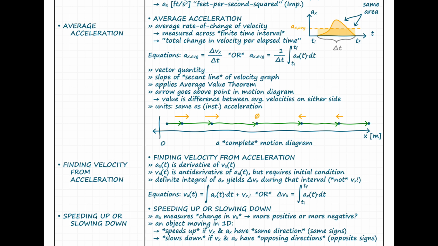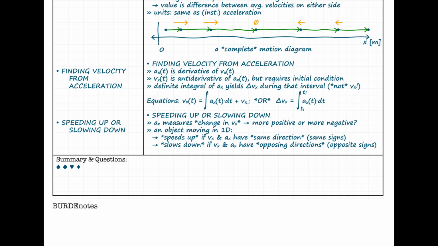And lastly, we said that whether the acceleration is positive or negative does not tell you whether you're speeding up or slowing down. Acceleration is measuring the change in velocity, so it's telling us whether the velocity itself is becoming more positive or negative. So if you have an object that is moving to the right, and that object has a positive acceleration, our positive velocity plus positive acceleration is going to give us an even greater positive velocity. So this is speeding up.